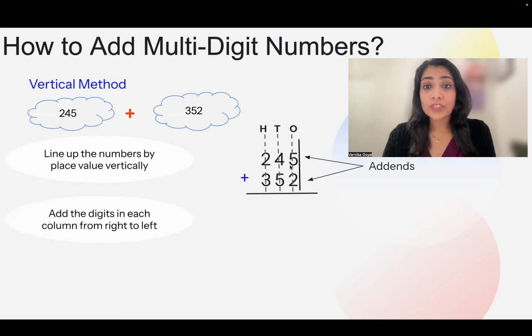The next step would be to add the digits in each column. We start from the ones. 5 plus 2 is 7. We go to the tens column. 5 plus 4 is 9. 3 plus 2 is 5. So our sum is 597. The result of addition is called the sum.